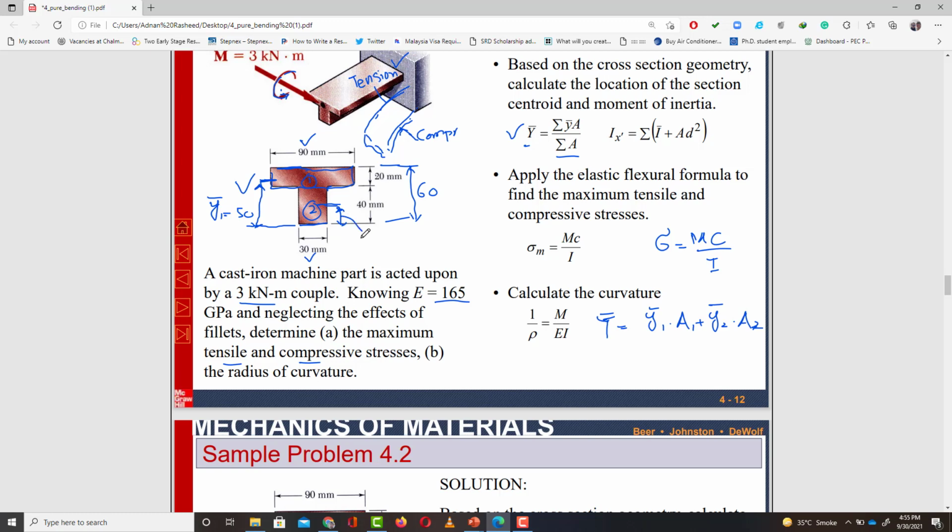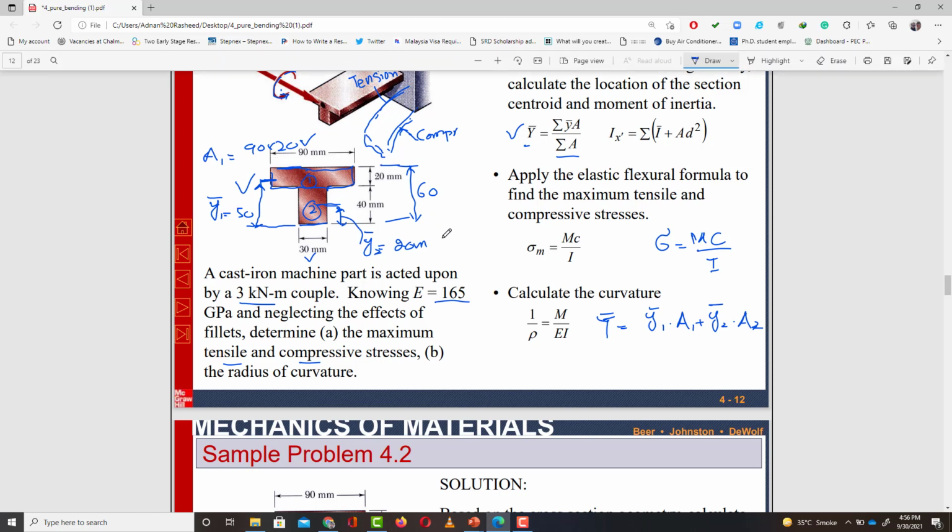So this y2 dash is 20 mm. The area A1 will be 90 into 20. So the width is 90 and the thickness is 20. Similarly, area A2 will be equal to 40 multiplied by 30. So when you put in all the values, this will be the numerator, and divide by the total area.